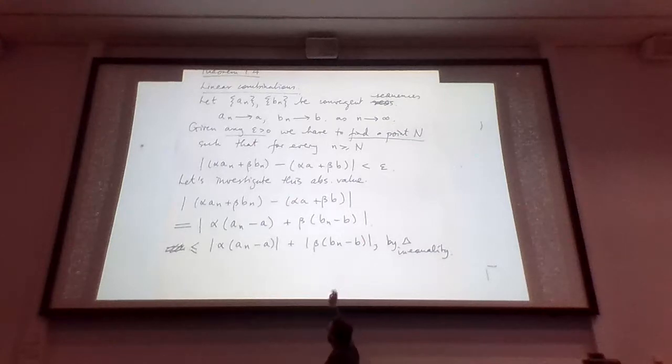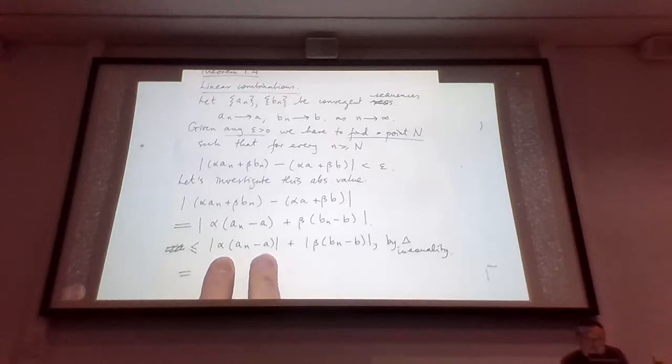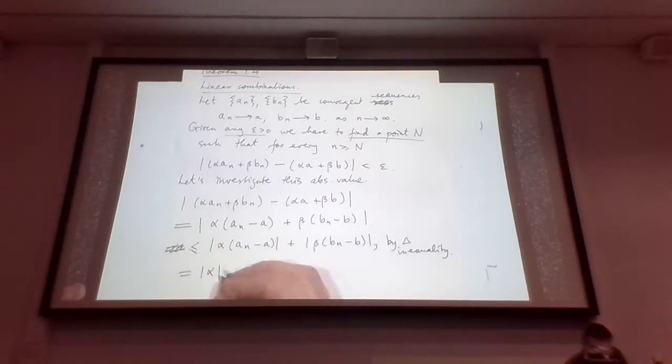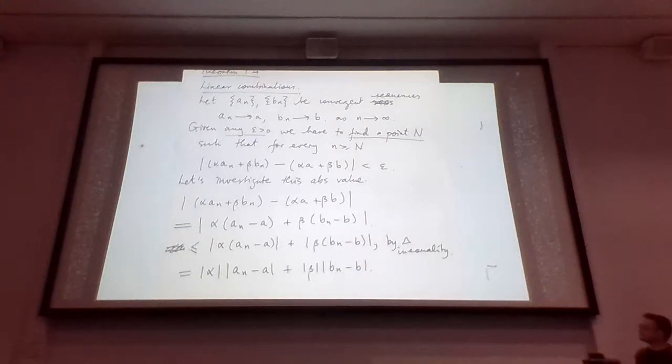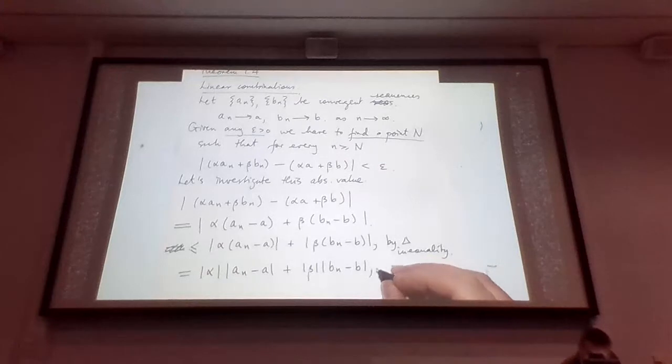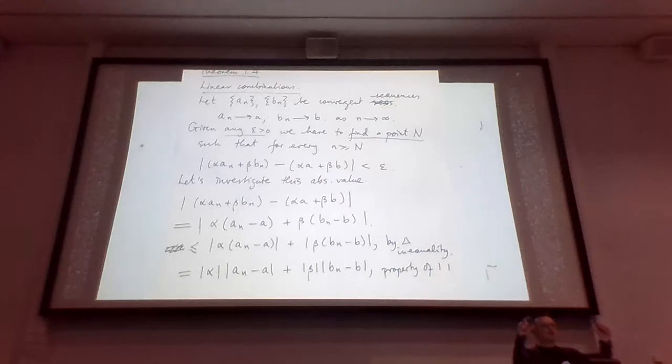So we're investigating this absolute value. We've now found it's bounded above by this. I can use another property of absolute values. The absolute value of a product of two things is the product of the absolute values. So this is the absolute value of A times the absolute value of an minus A, plus the absolute value of B times the absolute value of Bn minus B. Again, that is just a property of absolute value: you take the absolute value of the product of two numbers, you can take the absolute value of the first, the absolute value of the second, and multiply those two things together.